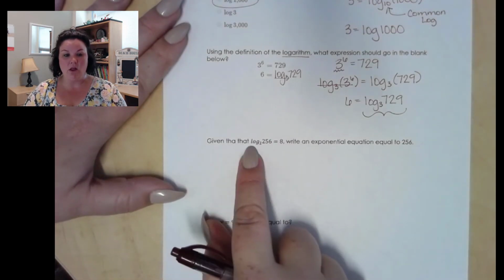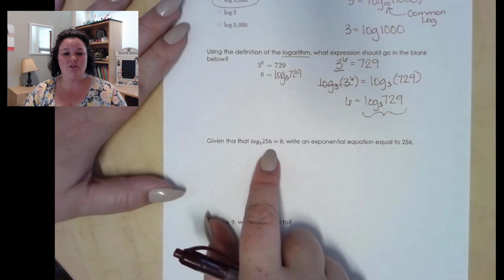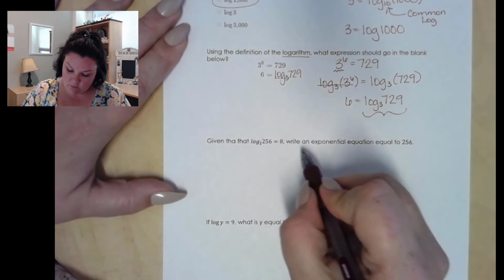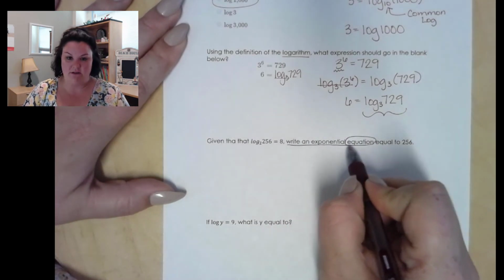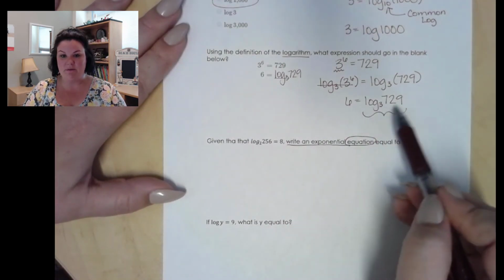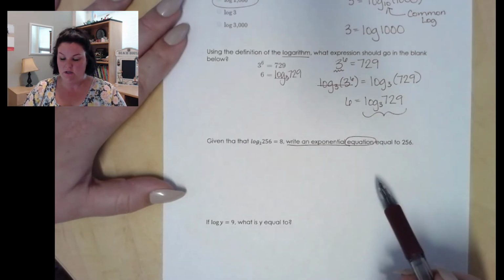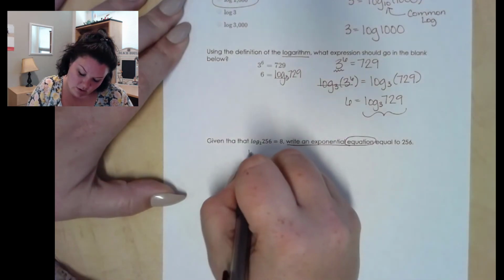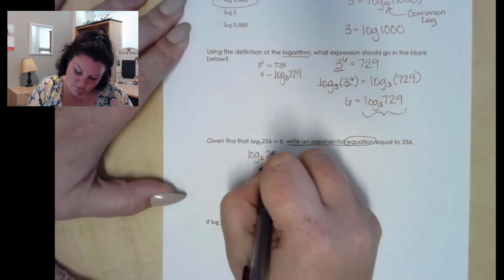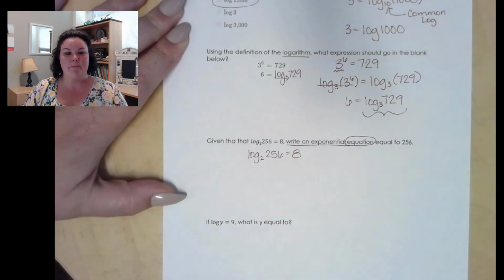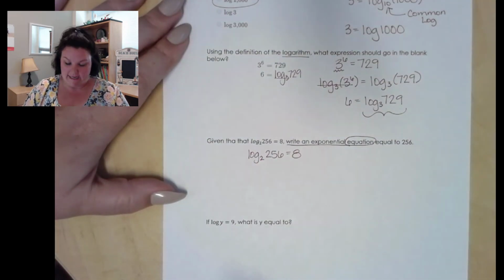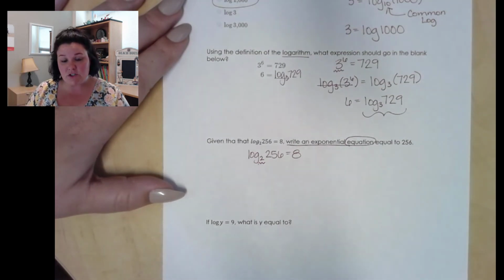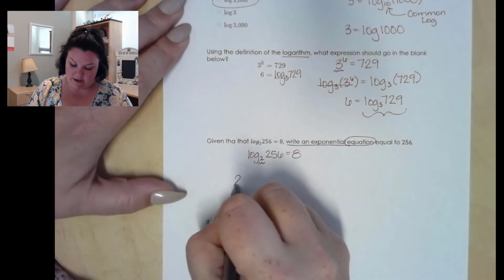So here it says, given that log base 2 of 256 equals 8, write an exponential equation, okay? Write an equation. So that doesn't mean I'm going to use just a piece of it, right? I want the whole equation, which is going to be equal to 256. So I'm going to start off with log base 2 of 256 is equal to 8 and identify my base. I can see here that my base is 2.